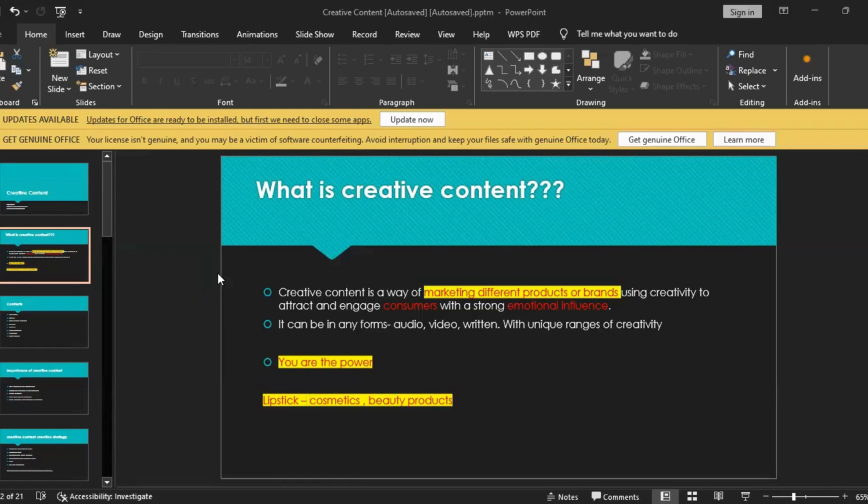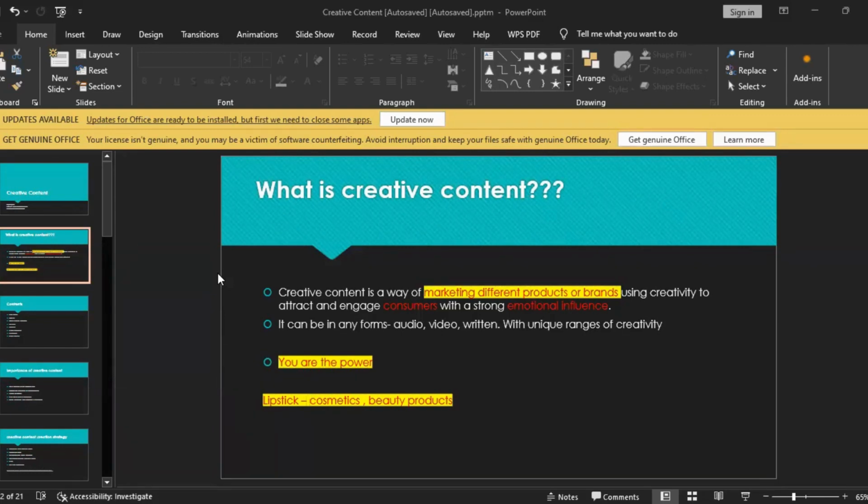Okay? Yeah. So that aside, we'll see what is creative content. So we are not talking about writing or anything currently. For now, we are talking about creative content. Don't confuse everything here. We are just going to see an explanation of creative content. So creative content is a way of marketing different products or brands using creativity to attract and engage consumers with a strong emotional influence. So this particular definition is in terms of creative content marketing, right?